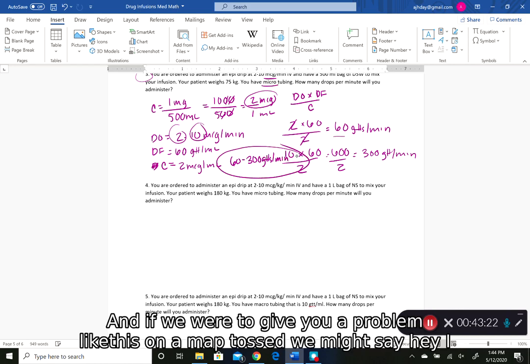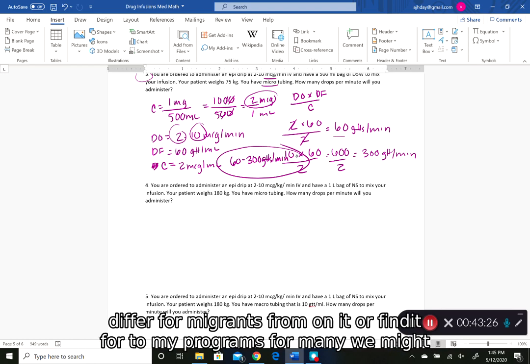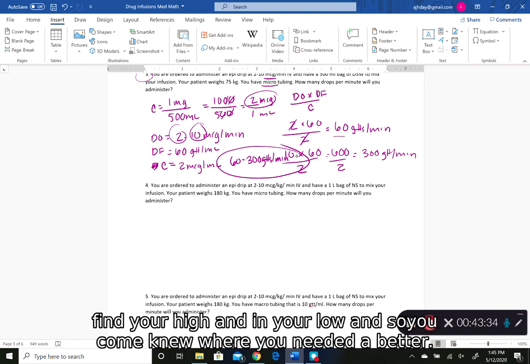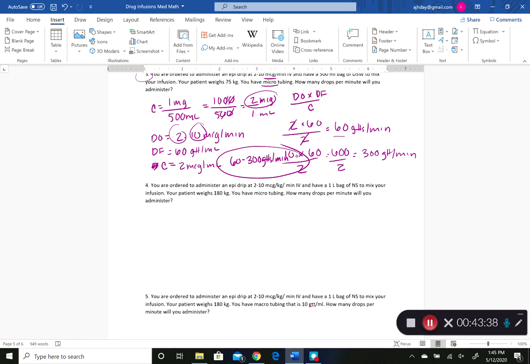And if we were to give you a problem like this on a math test, we might say, hey, find it for 4 micrograms per minute or find it for 2 micrograms per minute. We might not make you find the range. I just wanted to show you how to find your high end and your low end so you kind of knew where you needed to put that drip.